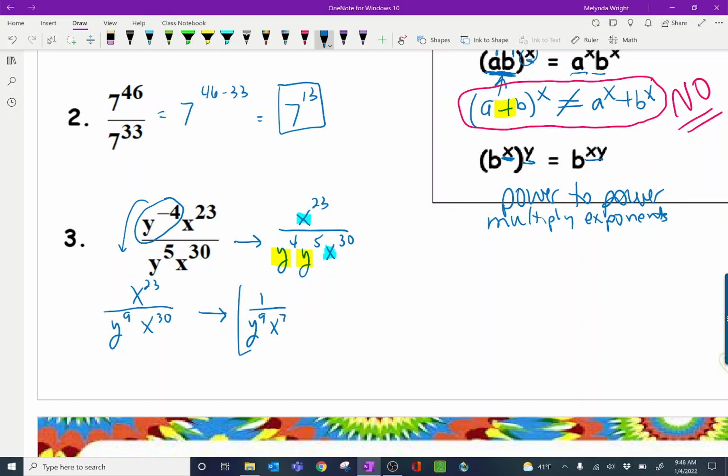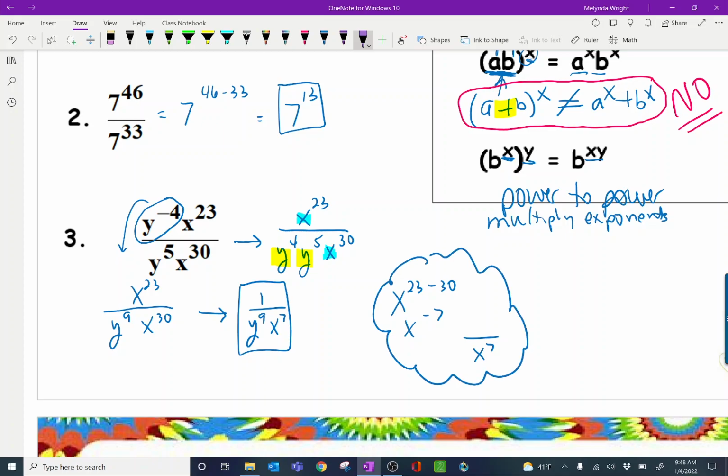So thinking of it intuitively like that, I basically have this scenario. It doesn't matter if you write the y first or the x first. Let me explain why I was saying the rule is a little confusing. The rule would tell us to do x to the 23 minus 30, and that gives us x to the negative 7. And you're wondering, what do I do there? That just means this would be x to the 7 in the denominator. That's what it would be if we used the rule. So that's the scenario with using the rule. Okay?